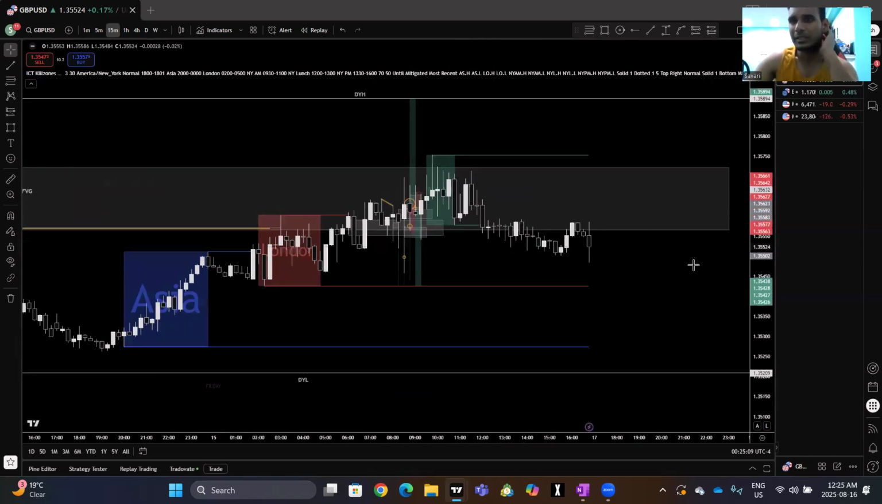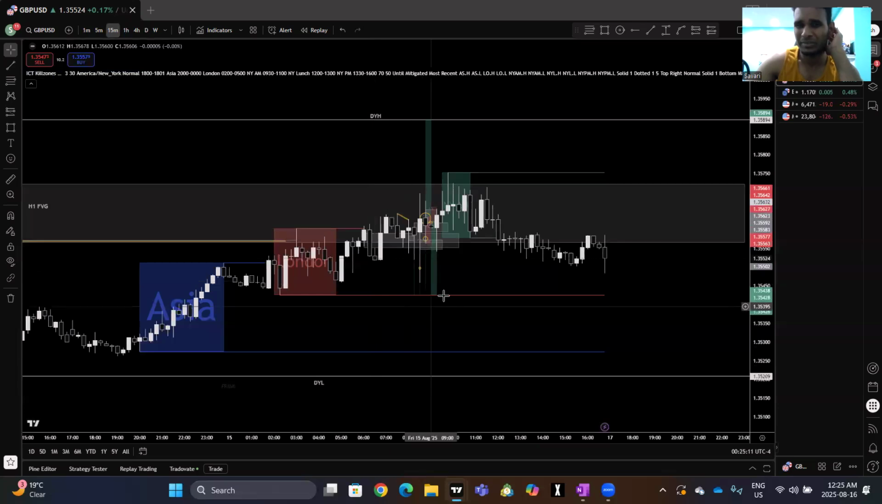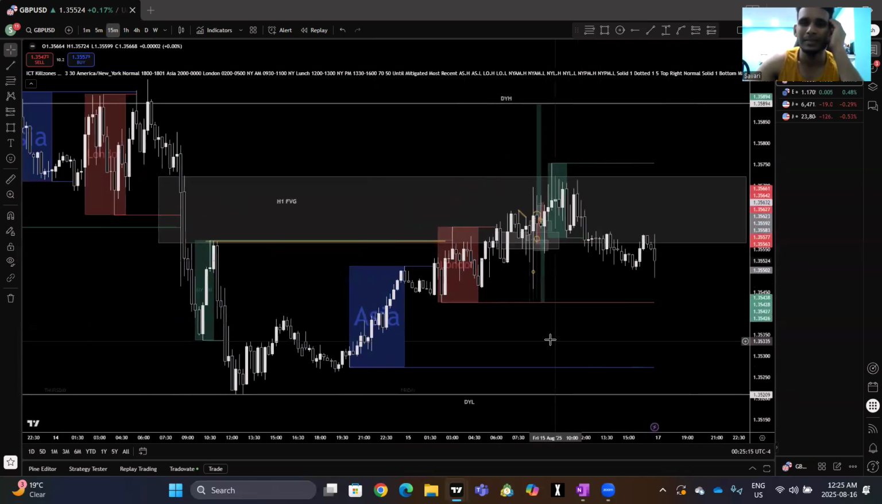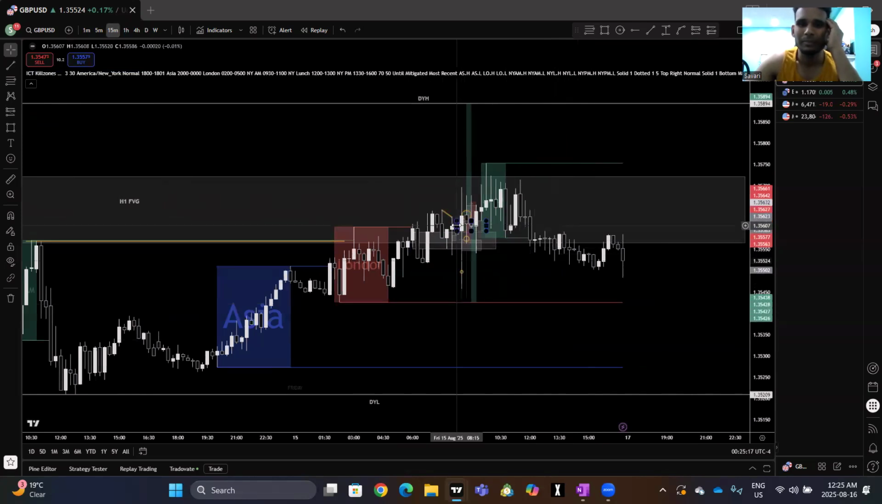And you can clearly see the obvious thing is there is no structure, there is no entry model today. In 15 minutes, there is no structure, there is no displacement, nothing. From my time frame, from 8 o'clock itself, it's kind of a choppy market. It's not even going higher, it's not even going lower, it's kind of choppy. That's the reason why I got stopped out multiple times today.